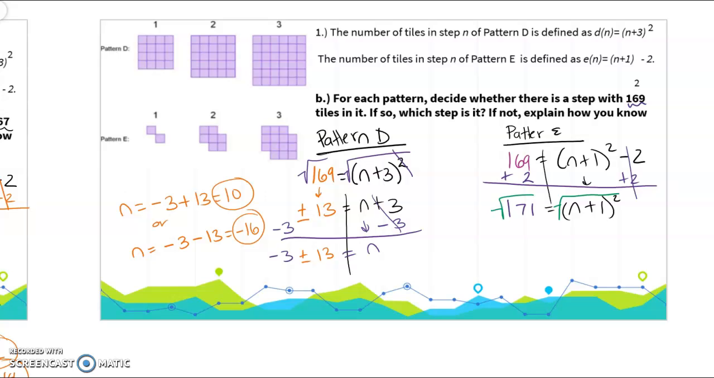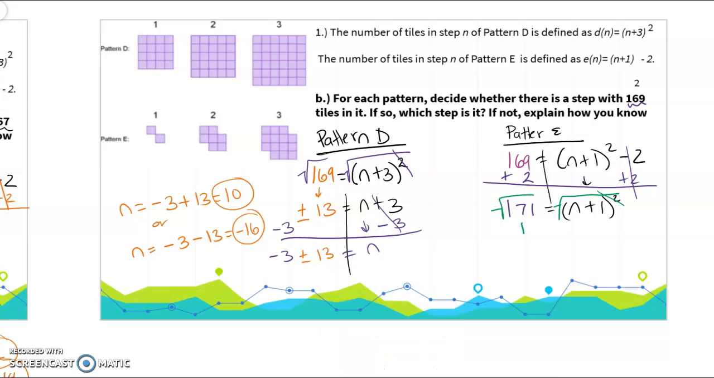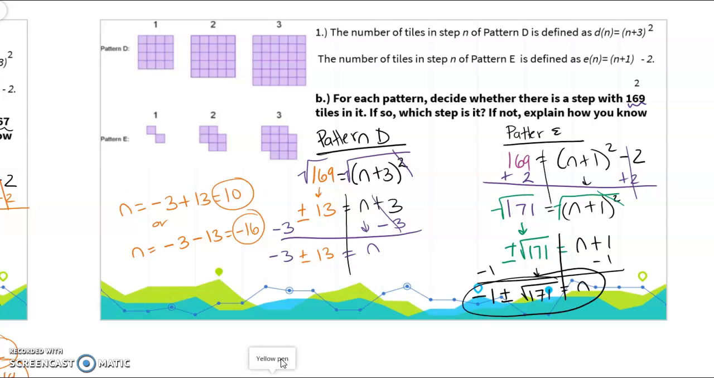In order to undo the square, I need to take the square root of both sides. Let's see if we got lucky this time. So 171. Nope, not lucky. So again, if we're not lucky, we're going to leave it as plus or minus the square root of 171. So I get an n plus 1 here, and I'm going to subtract 1. So my final answer for n is -1 plus or minus the square root of 171.